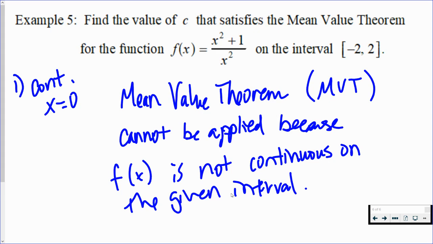Okay, hopefully these should be pretty easy, guys. Both of these theorems are pretty easy to work with. You just have to memorize the conditions that have to be met and then the formulas to use.